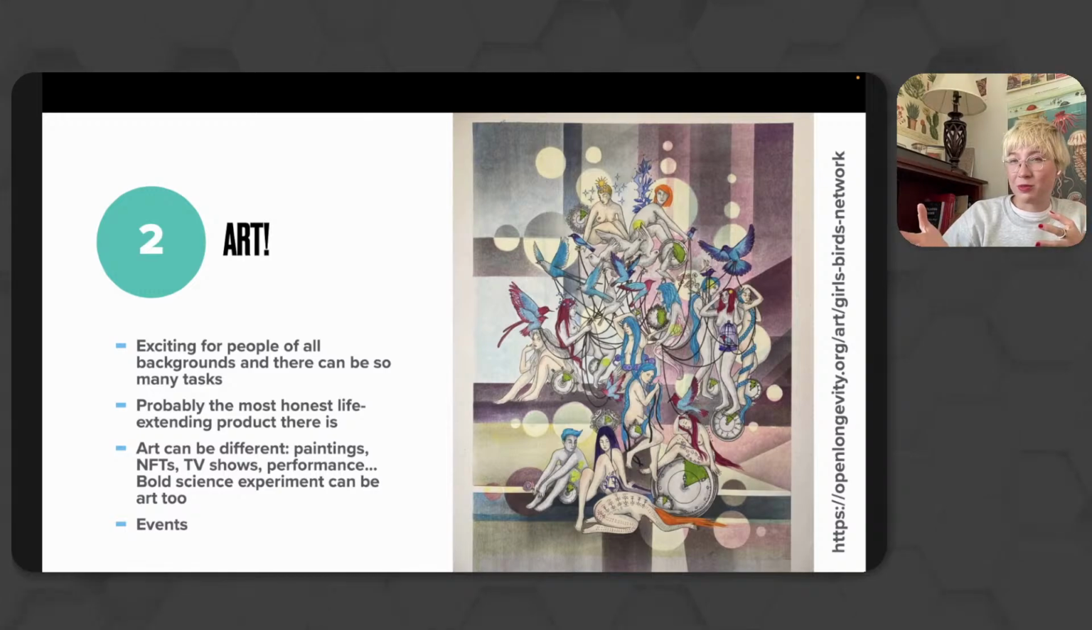Are supplements about life extension really? I'm not sure, but art can be, and it can also be very different. You can start a very bold scientific research, and if you're not confident enough to call it science, call it art.